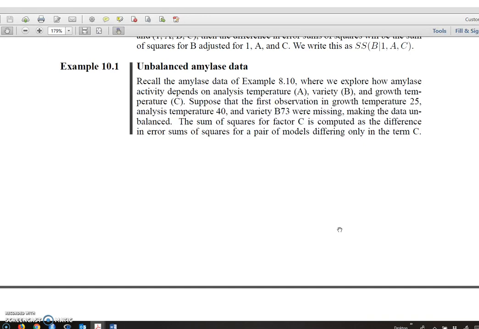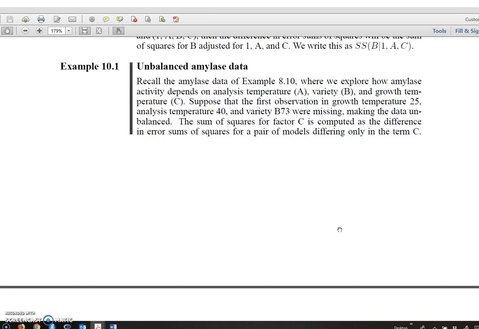But notice we have these three factors in the model, and suppose that the first observation in growth temperature 25, analysis temperature of 40, and the variety of B73 is missing. So we'd have unbalanced data, or Gary is actually just making this unbalanced for illustration purposes here.